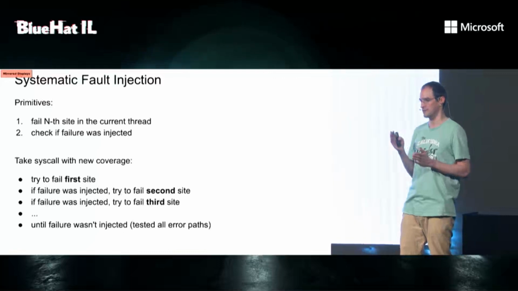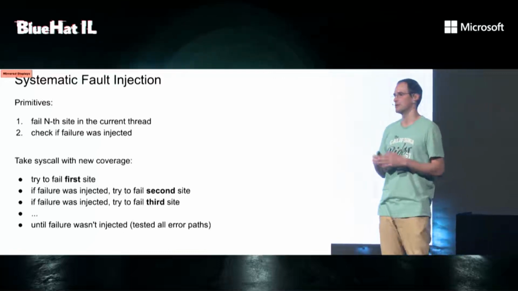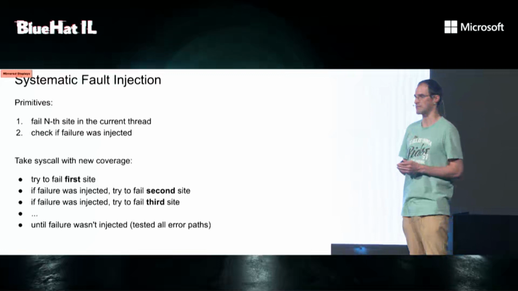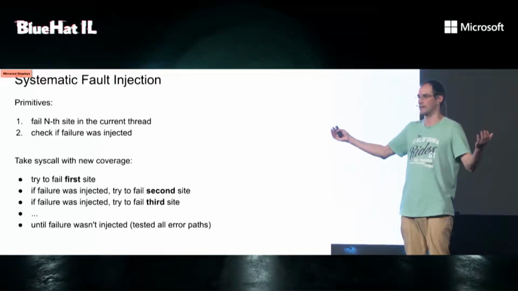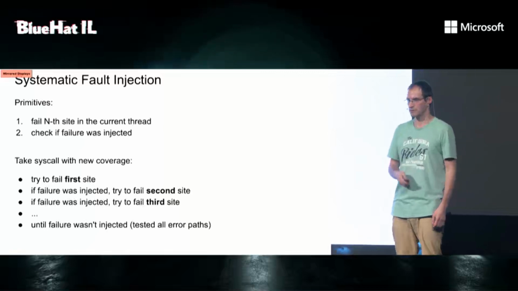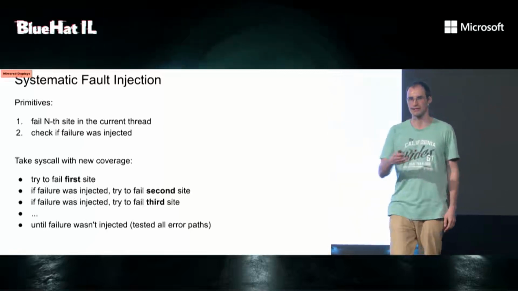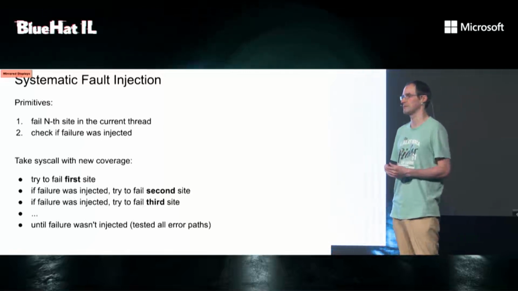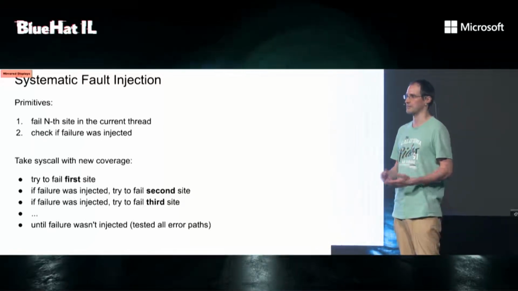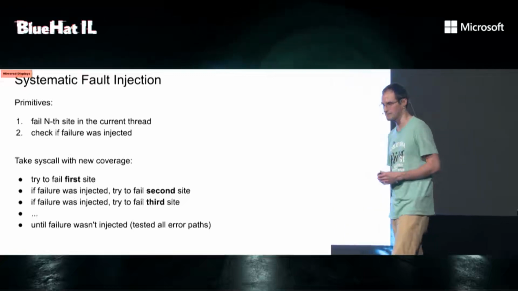And since we do this whenever we get new coverage, the expectation is that we actually tested all error paths in the whole code that we ever covered. So this mode works much better, and with a minimum number of iterations, it allows you to have some understanding that you actually tested all possible cases.